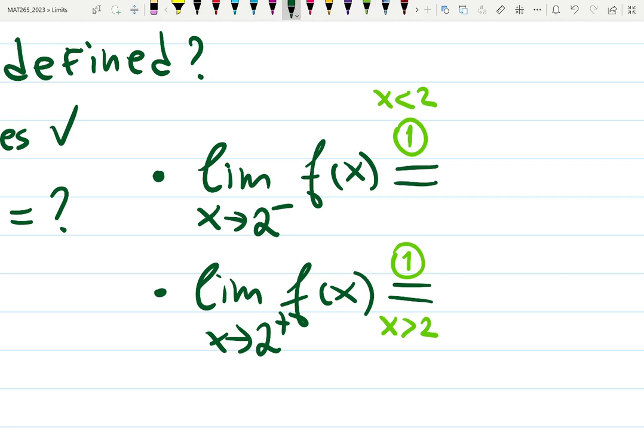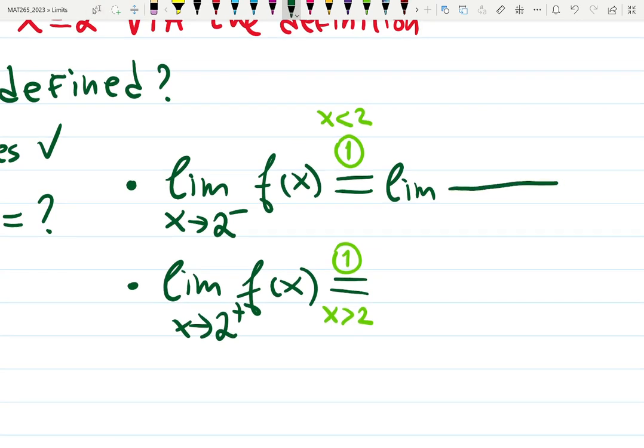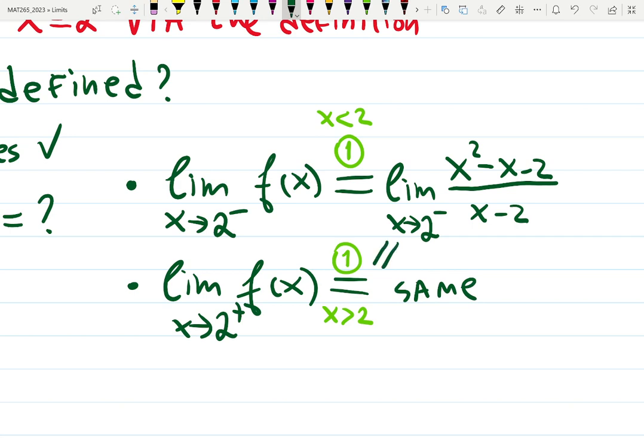So I will continue here. It will be the limit of f of x, and I'm nicely rewriting it, which I have here. While I'm rewriting it, you go and simplify and finish the calculation. x minus 2, as x approaches 2 from the left, and the same will be here. So technically speaking, I already know the limit will be the same.